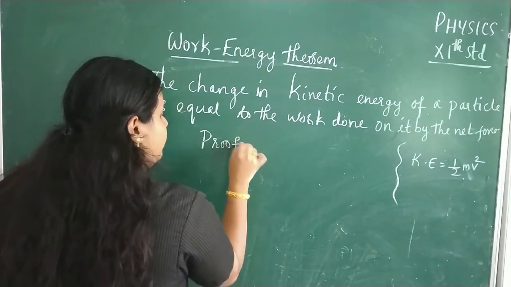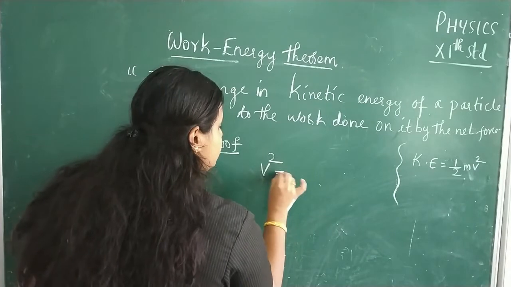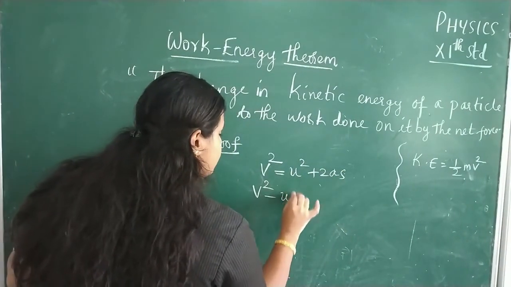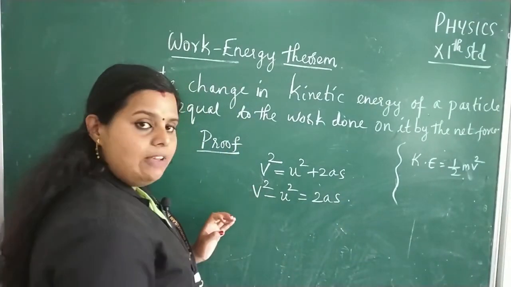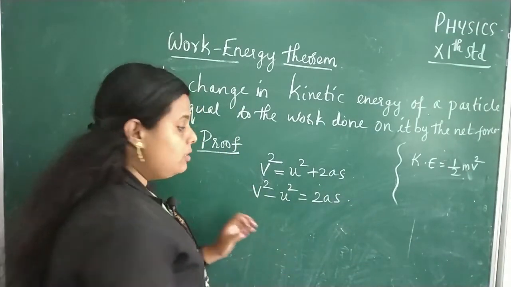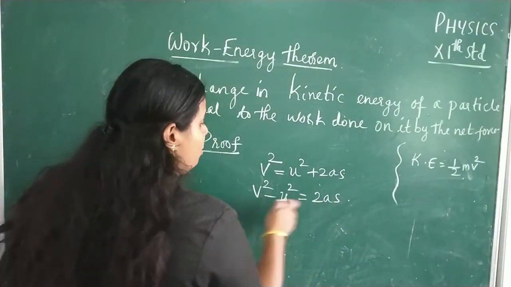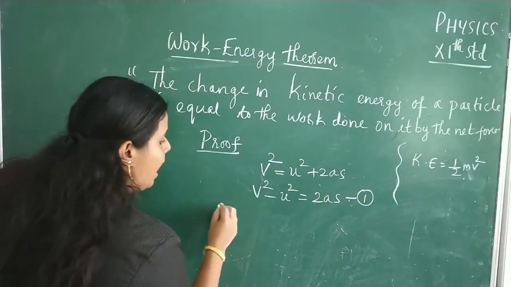So we have learned kinematic equations, right? We have the relation v square is equal to u square plus 2as, or v square minus u square is equal to 2as, right? Where v is the final velocity, u is the initial velocity, a is the acceleration and s is the displacement. Now multiply equation number 1 throughout by m by 2.